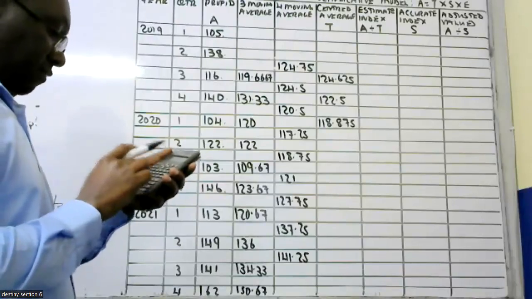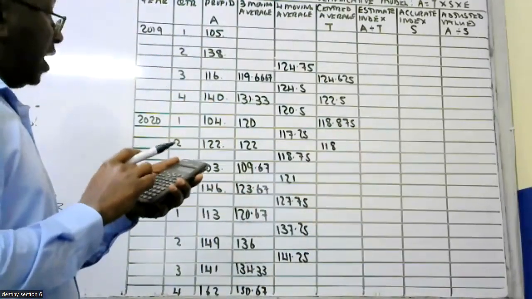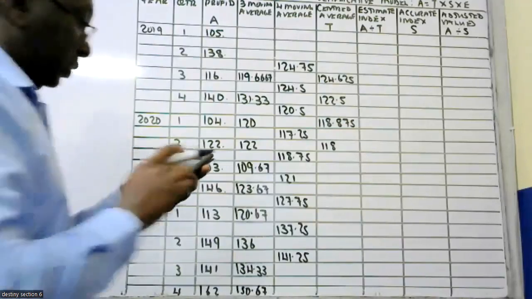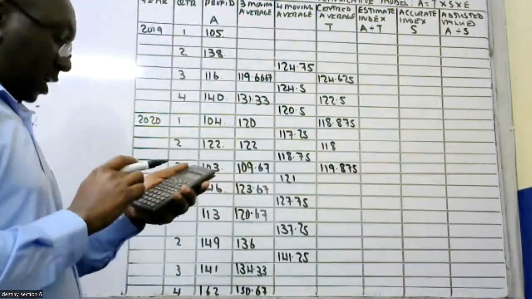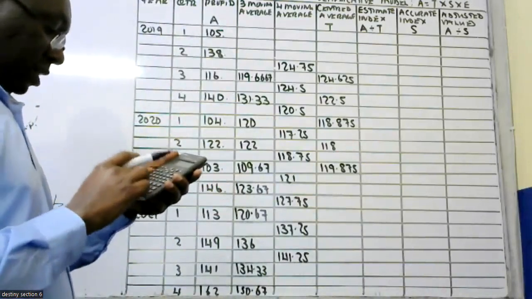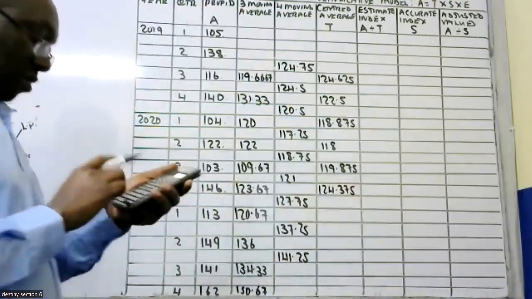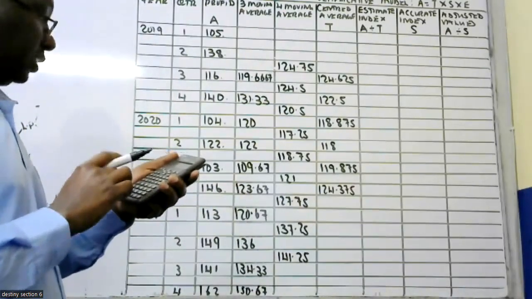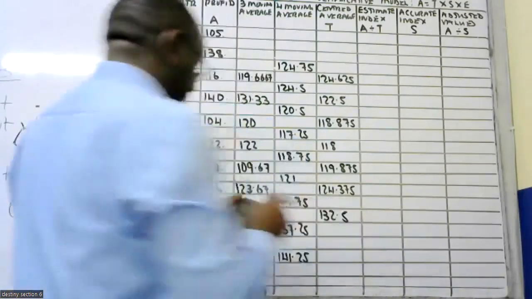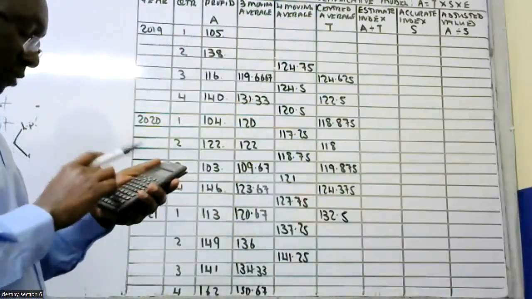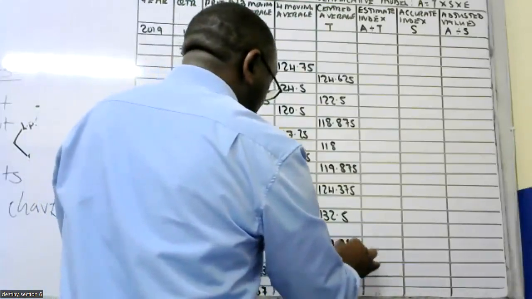117.25 plus 118.75 divide by 2 is 118. 118.75 plus 121 divide by 2 is 119.875. 121 plus 127.75 divide by 2. We get 124.375. 127.75 plus 137.25 divide by 2 is 132.5. 137.25 plus 141.25 divide by 2 is 139.25.